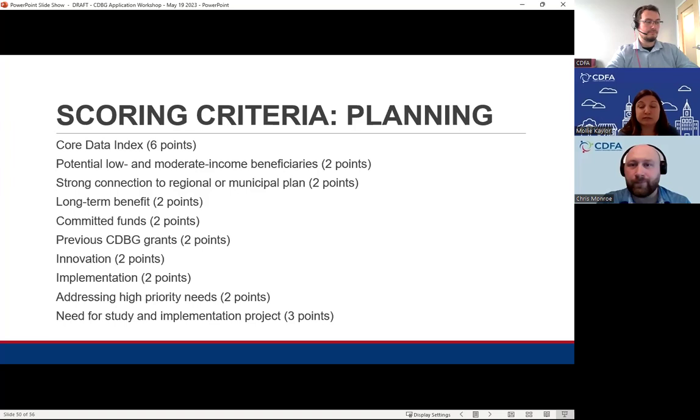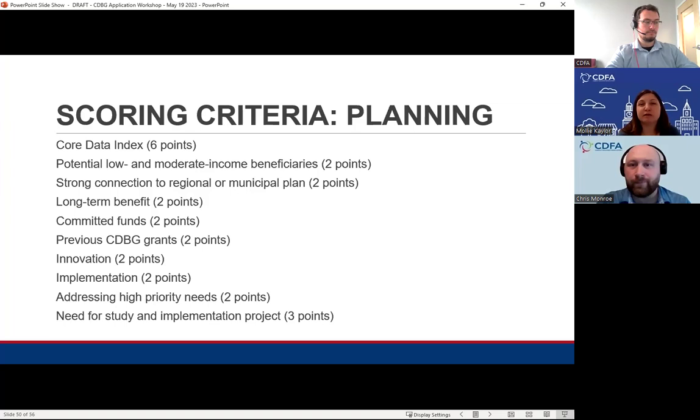Currently, we're using the same scoring matrix for both our traditional planning grants and our transformational planning grants. There is a maximum of 25 points. So you can see it's a much smaller point range for planning grants. And these criteria listed on the screen are what we're looking at when we're scoring these grants.